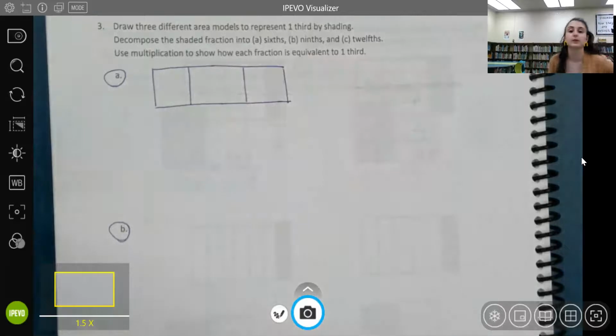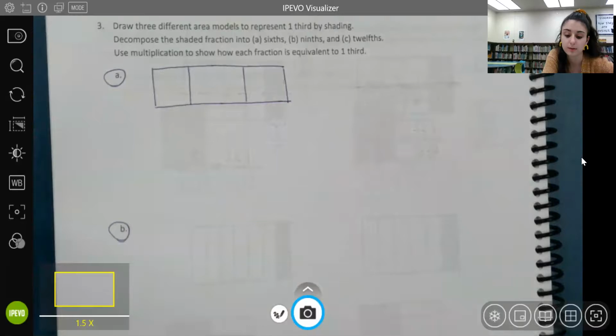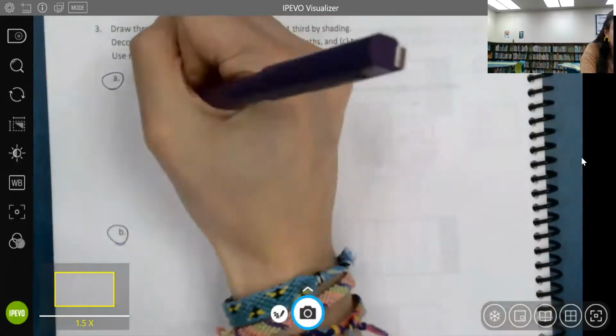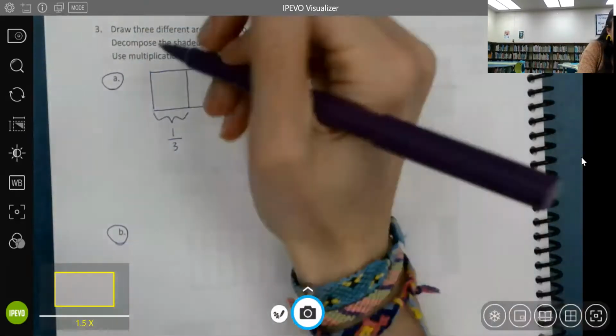So if your model looks like this, you are correct. We should have 1, 2, 3 boxes. So now I'm going to write that this is 1/3, and I'm going to shade it in.